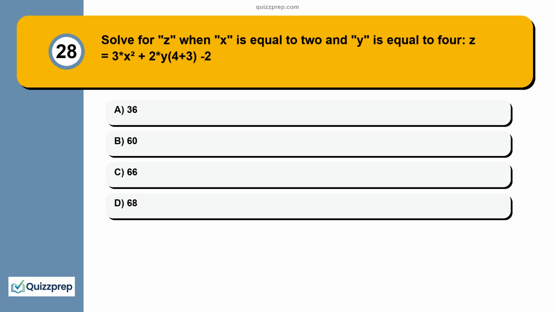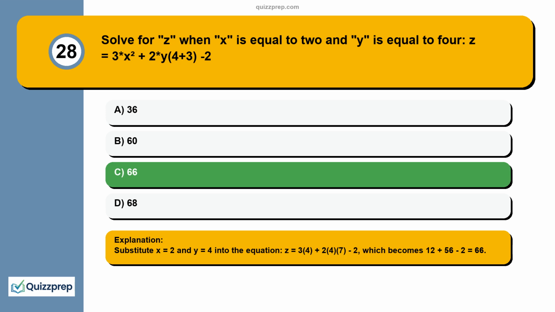Question 28. Solve for z when x is equal to 2 and y is equal to 4. z equals 3 * x² plus 2 * y, 4 plus 3, minus 2. 36, 60, 66, 68. Substitute x equals 2 and y equals 4 into the equation: z equals 3(4) plus 2(4)(7)... 12 plus 56 minus 2 equals 66.